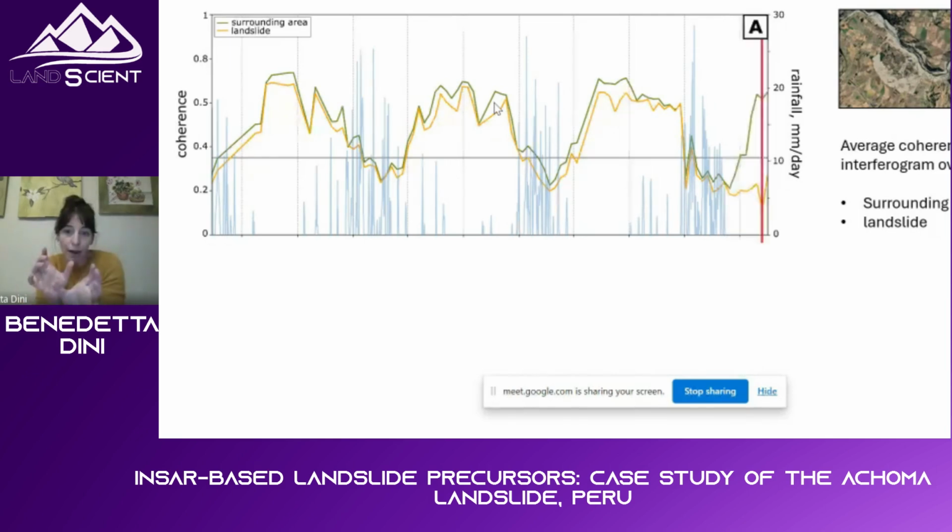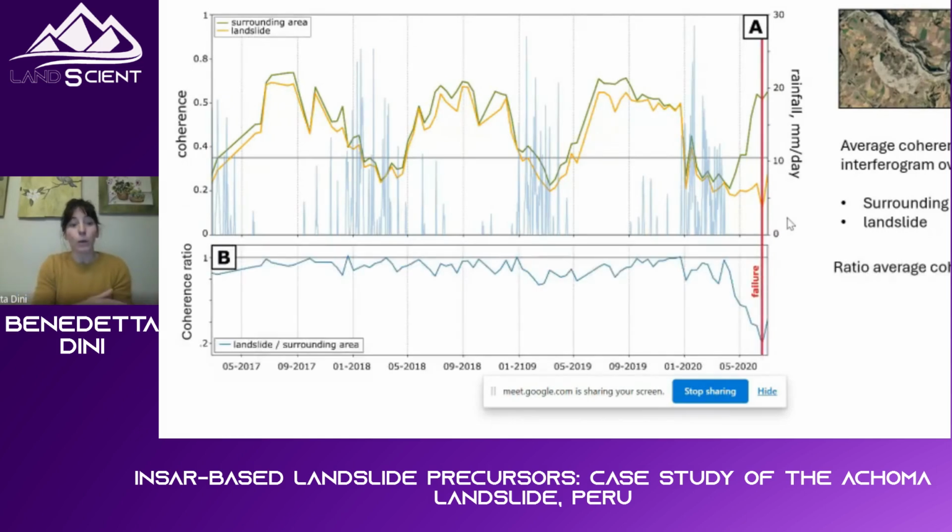And if we look at the very end of this temporal window, in the few months before failure marked by the red line, we can see that there is a big departure of these two curves. When we compute their ratio, the coherence over the landslide relative to the coherence in the surrounding area, we see that from April to June we have a drop in this ratio. So at this stage, I don't know yet how this can be used in a predictive way. We have a precursor that deserves to be investigated further.